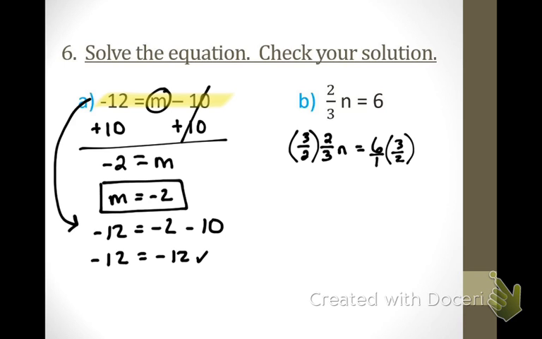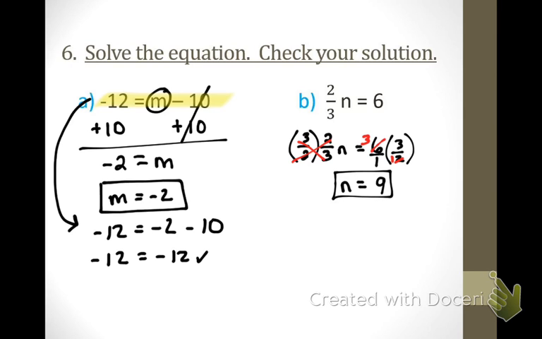6 is the same thing as 6 over 1. Nicholas, what happens to the left side? 3 halves times 2/3 cancels out, and what are we left with on the left side? Just an N. On the right side, is there anything I can cross reduce? 6 and 2. What does the 6 become? 3. And the 2? 1. What is 3 over 1 times 3 over 1? 9 over 1, or plain old 9. Okay, now let's check it.